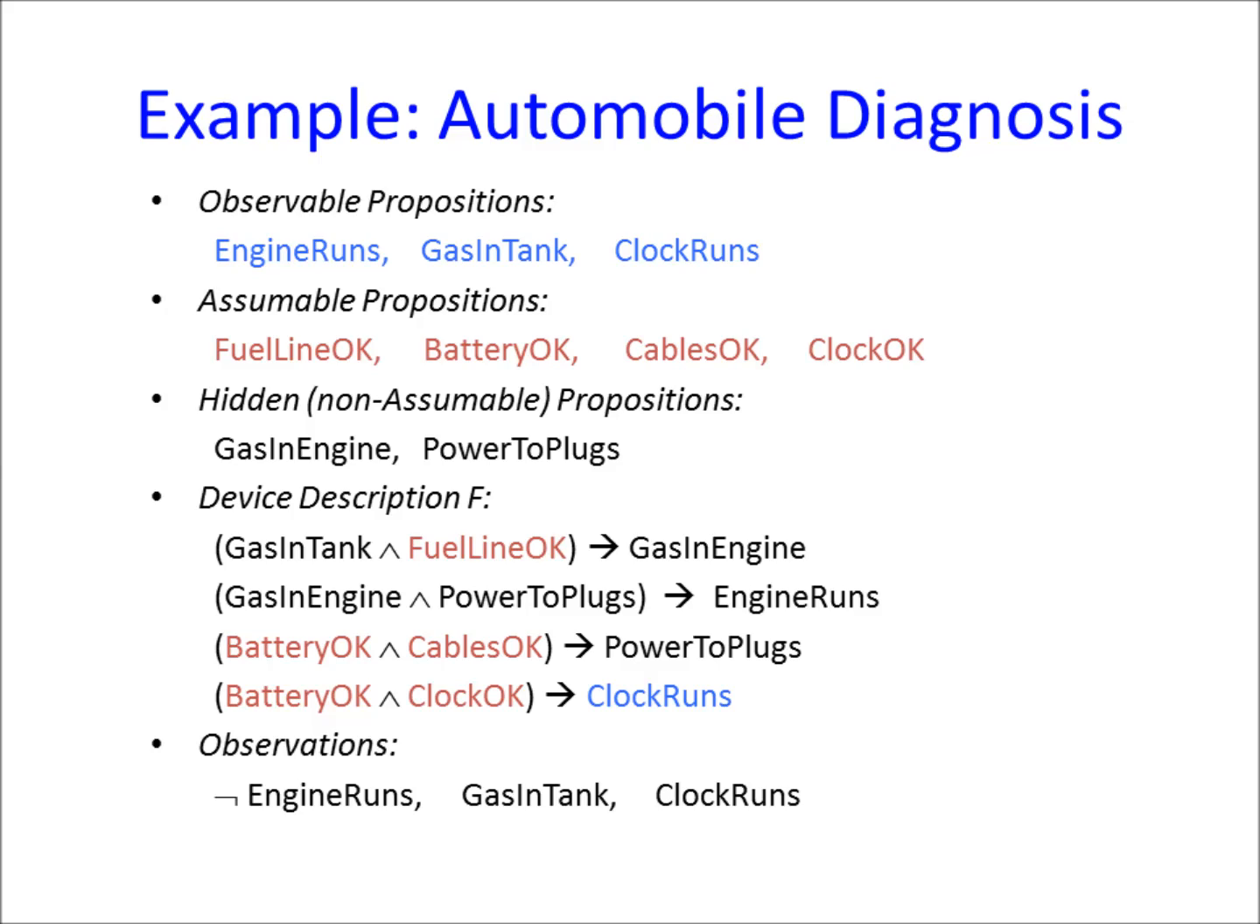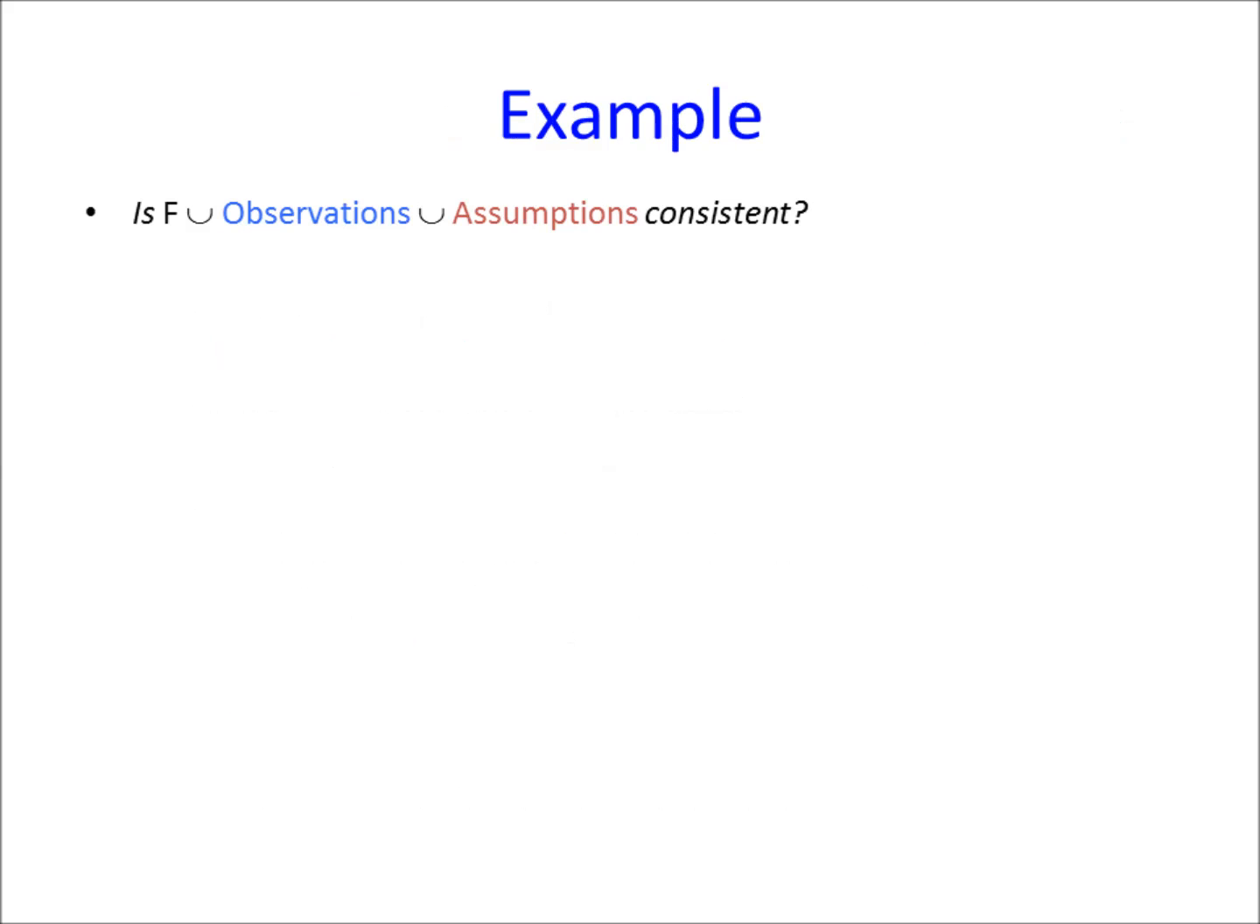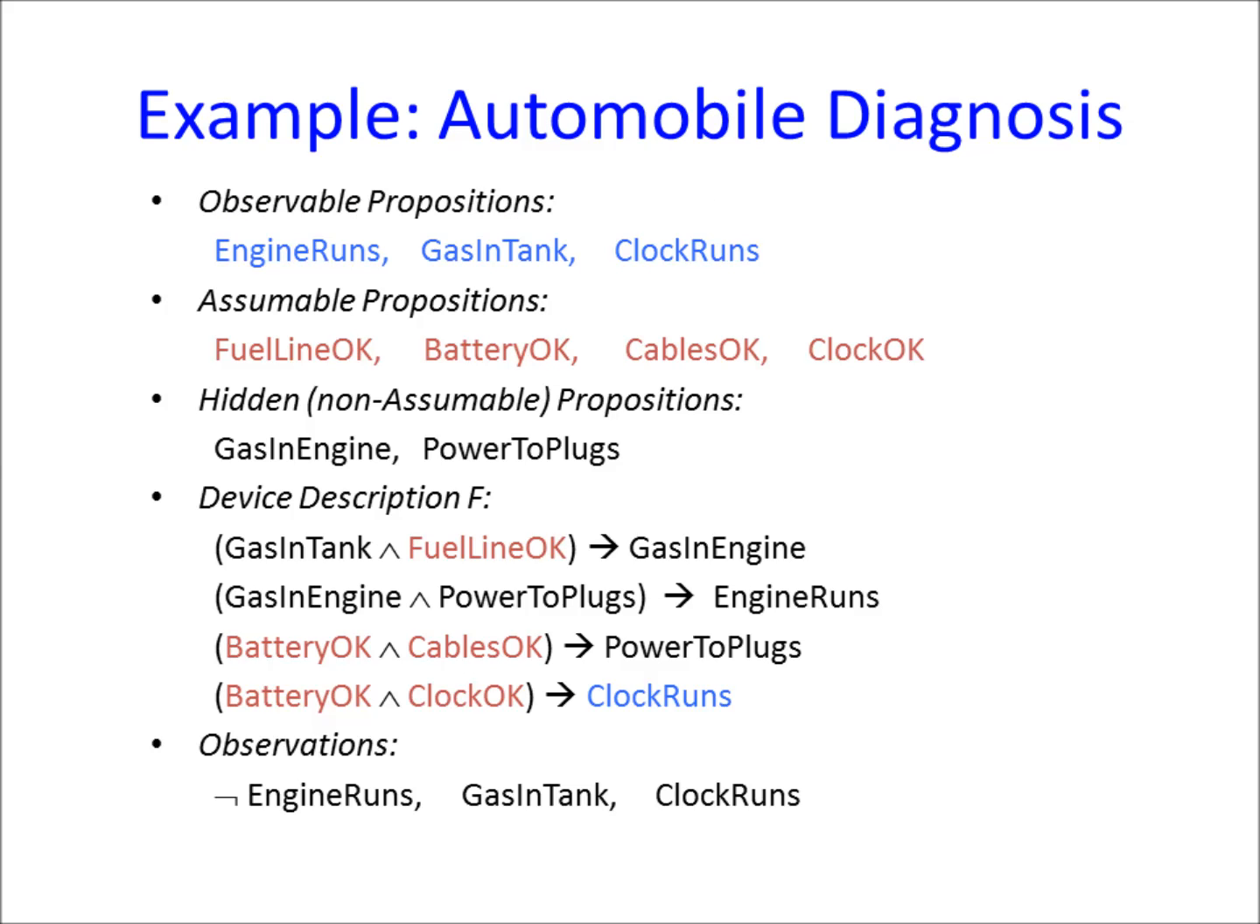So how would you diagnose? We will say, let us assume that there is only one fault in the system. So first thing that we know is that if all of these things are running all right, then we can deduce false. Because the fuel line is okay and then there's gas in engine. If battery is okay and cable is okay, then there's power to the plugs. If both of these are true, then engine is running, but engine is not running.